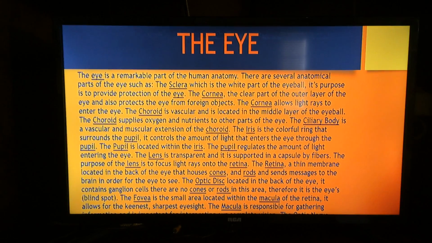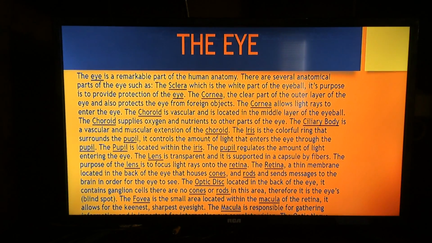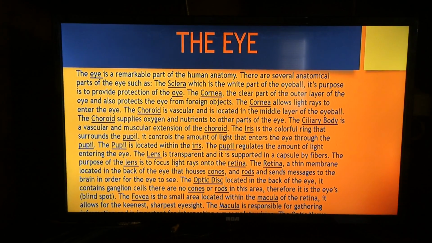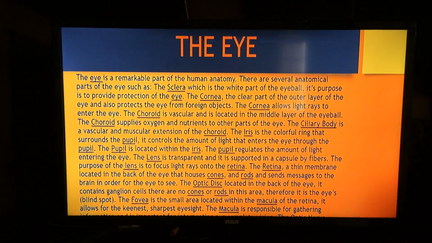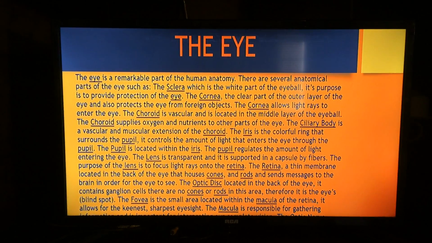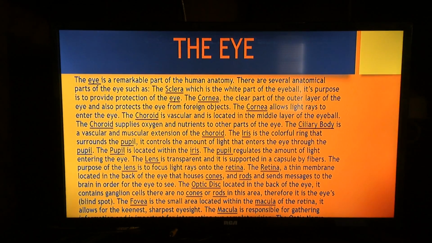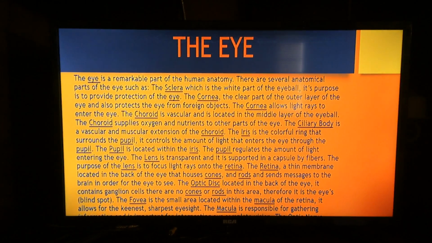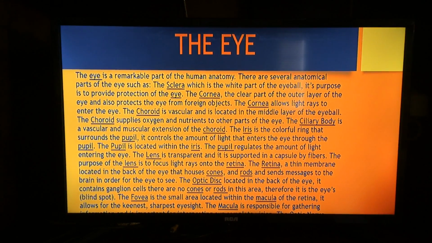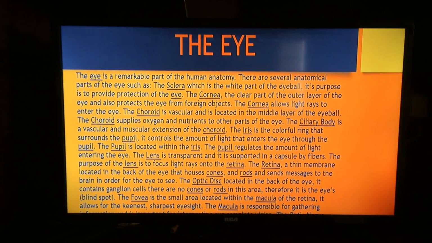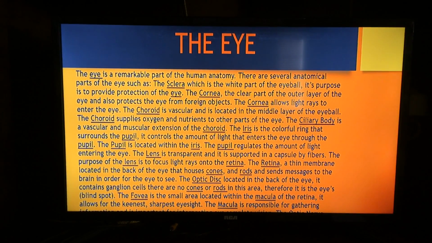The eye, sclera, cornea, choroid, ciliary body, pupil, iris, lens, retina, cones and rods, the optic disc, the fovea, the macula, and the optic nerve are all responsible for sight.